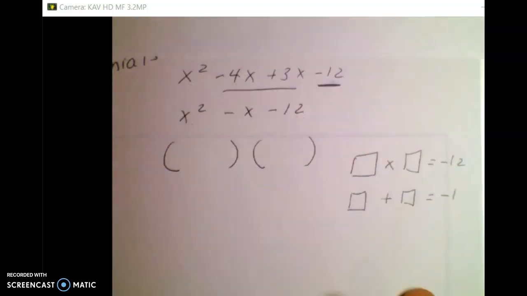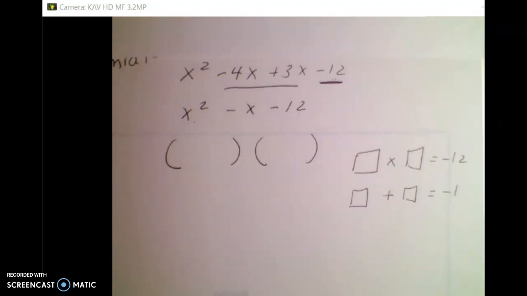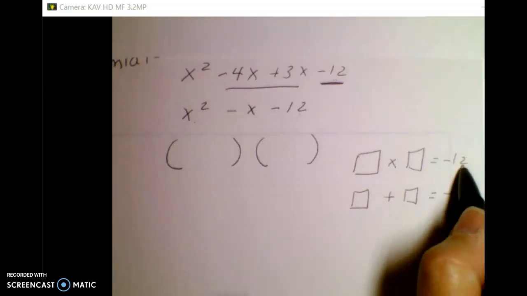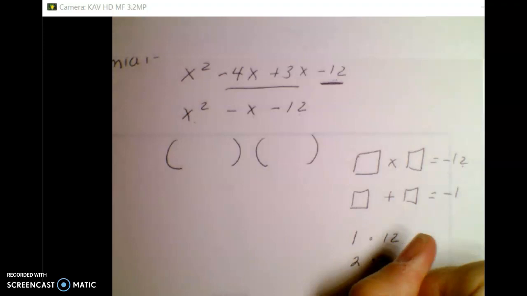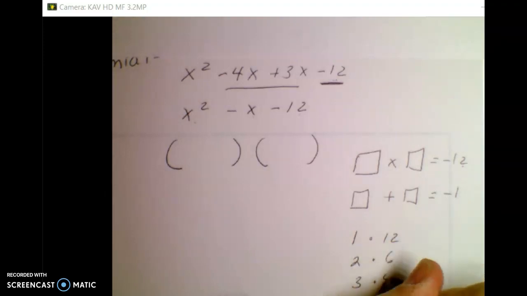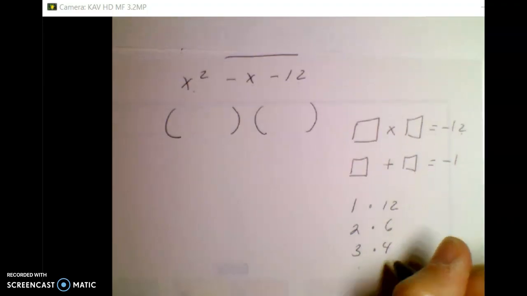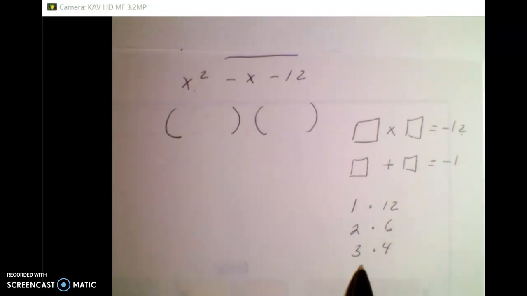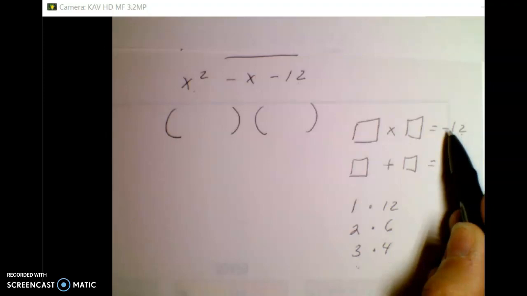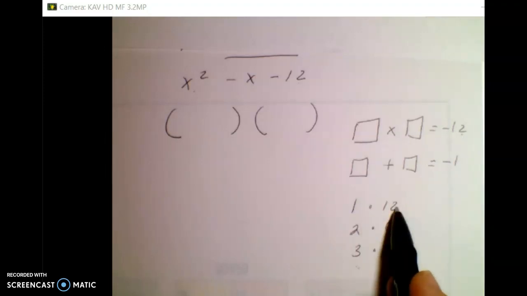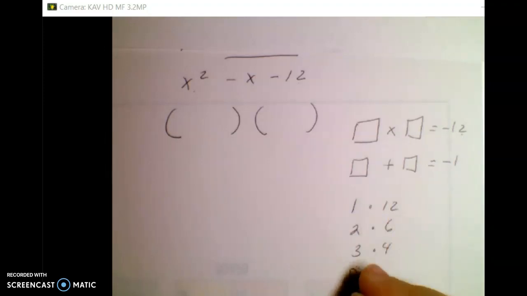All right, so I'm going to cover up so we can't see what we're doing. All right, so I'm going to think of all the numbers that when I multiply them together give me a -12. So I'm going to start with 1 times 12, and 2 times 6, and 3 times 4, and 4. Oh, if I do 4 times 3, it's the same set of numbers. So I'm not going to do 4 times 3. I already have that. So I'm going to stop there. This is negative. So that means one of these two numbers has to be negative. So I know they have to have different signs.